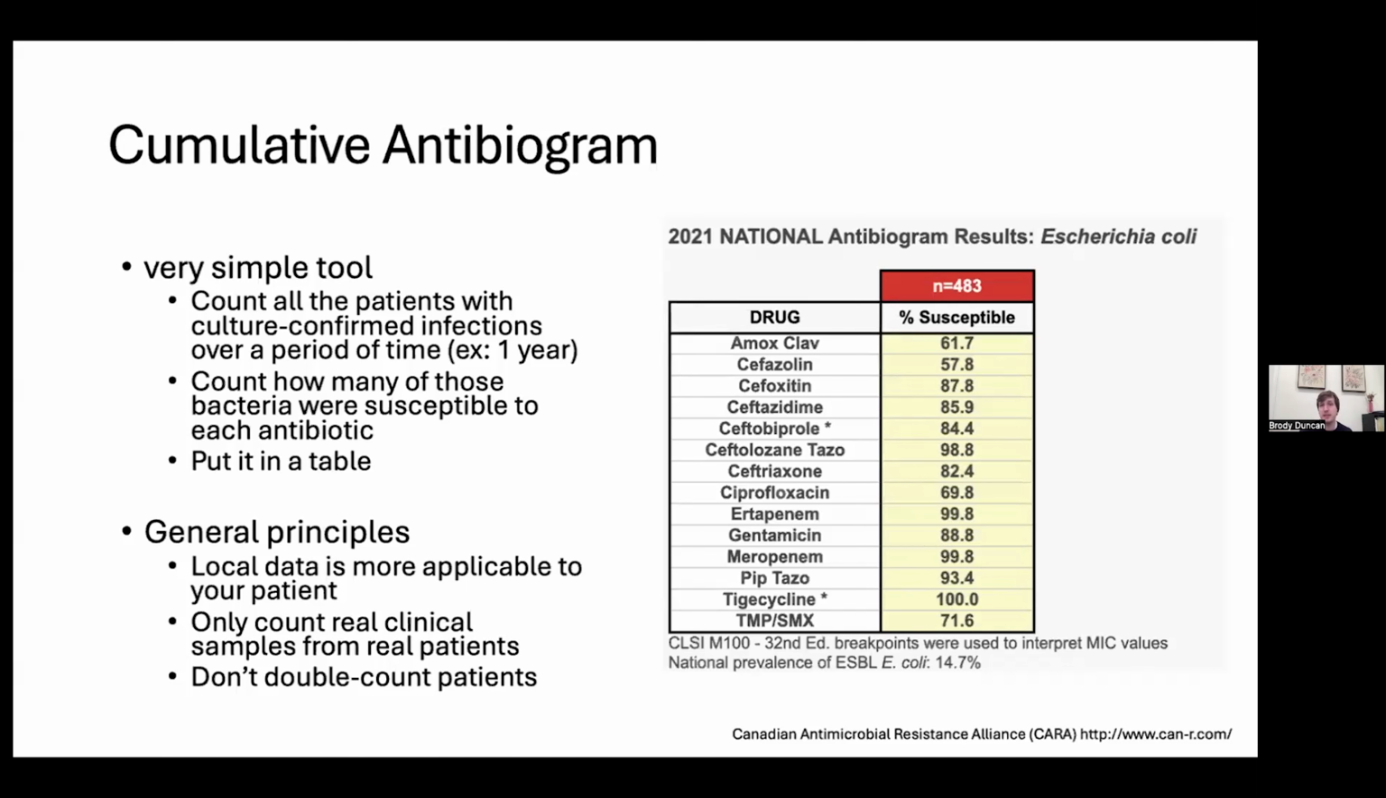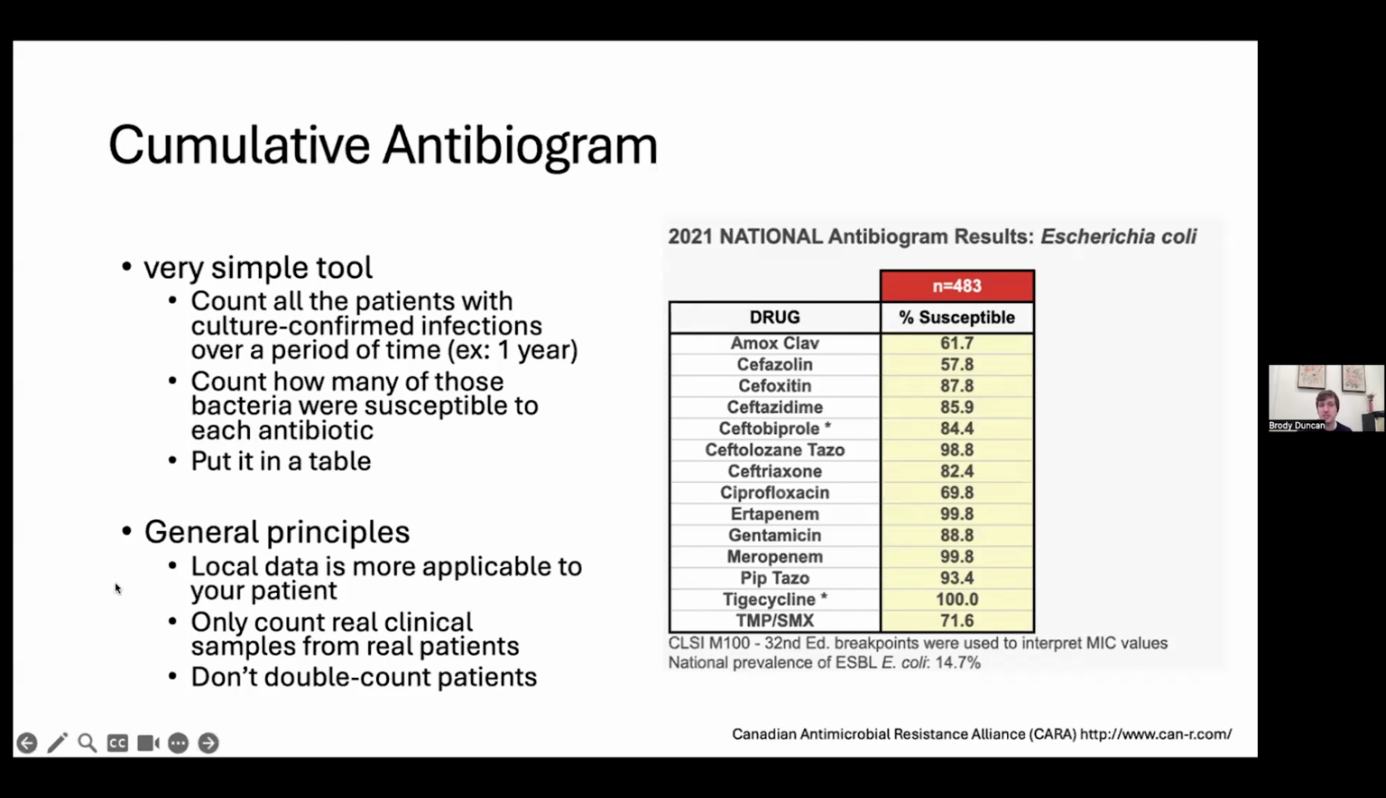This is the 2021 national antibiogram for E. coli, where again, they just have a whole bunch of different antibiotics and they polled a bunch of different laboratories across the country, and then they put that into this. This is something that any elementary student could calculate, right?